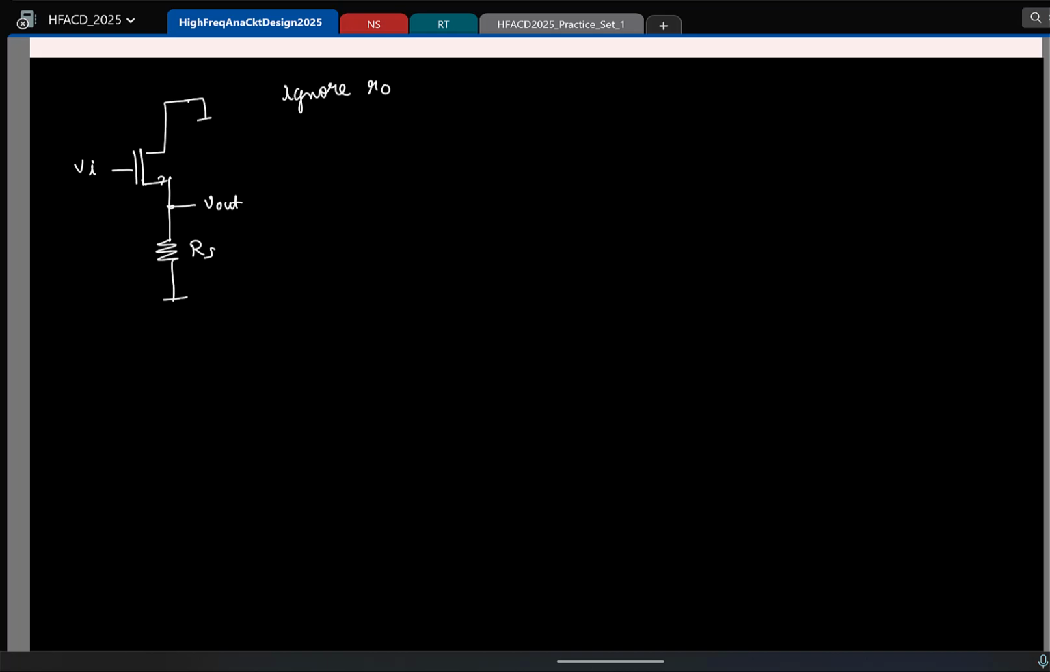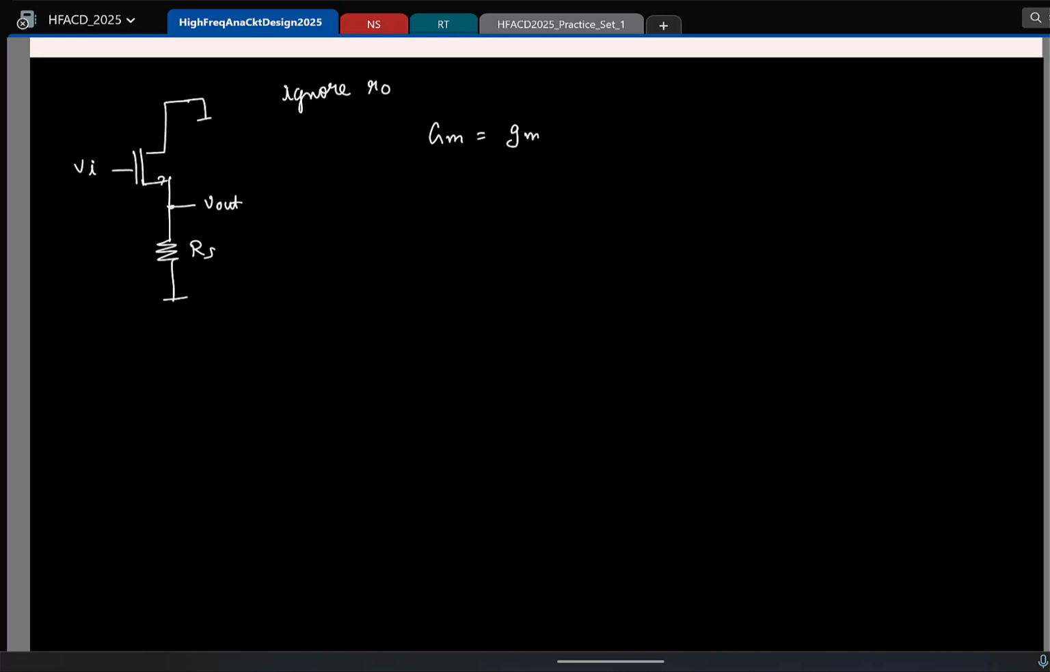So if I short circuit the output, what is the short circuit current flowing? Gm times Vi, right? Remember, source is incrementally short. I mean, if I short circuit this, source is incrementally short. What is VGS in this case? Vi. So the current flowing is Gm times Vi. So what is the short circuit Gm? Gm of the transistor.